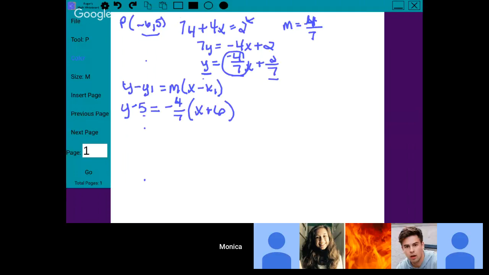And then you're going to work that through. You'll distribute this in here, okay? And then since you're subtracting 5 here, you'll also have to add 5 to both sides. So what you're going to come up with is y equals negative 4/7 x plus 11 over 7. Okay?